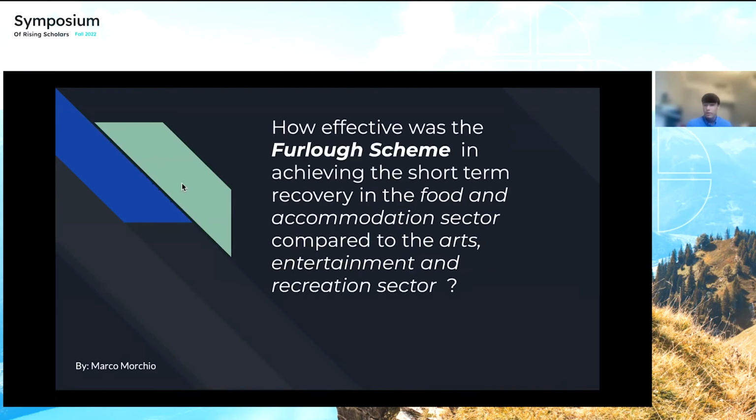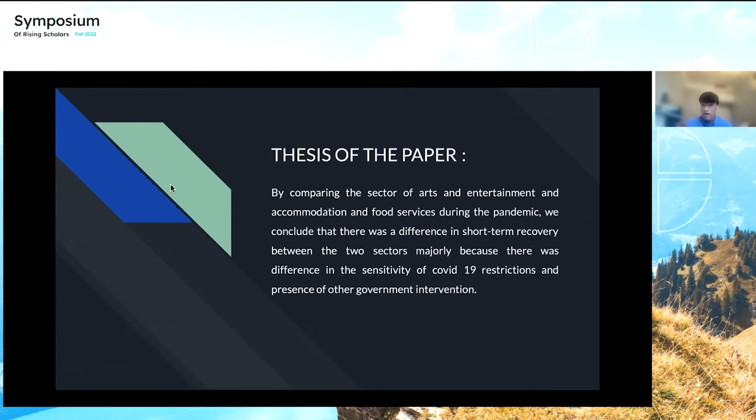Specifically, my research question is, how effective was the furlough scheme in achieving the short-term recovery in the food and accommodation sector compared to the arts, entertainment, and recreation sector? As each paper has, it's necessary to have a very strong thesis to support your argument and give enough context to the reader. My thesis in my paper is generally comparing the arts, entertainment, and recreation sector and the accommodation and food sector during the pandemic, and searching for any factors that dictated the short-term recovery.